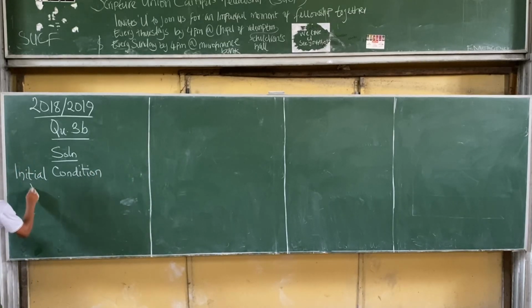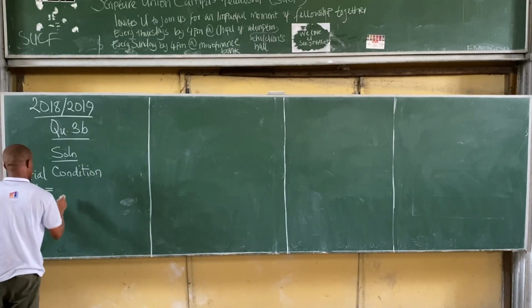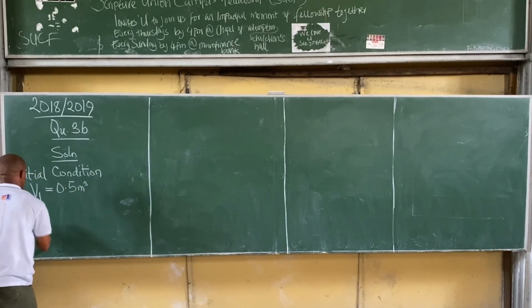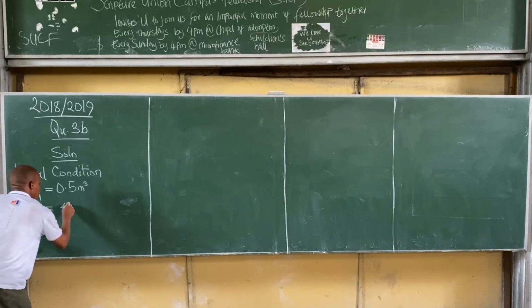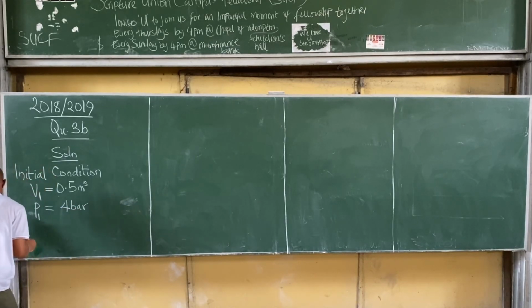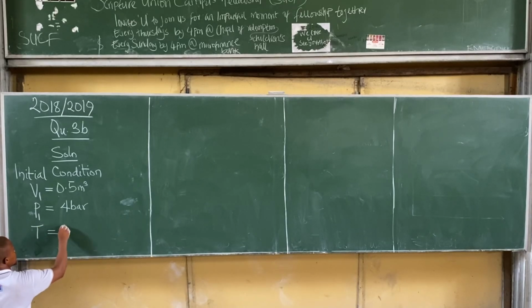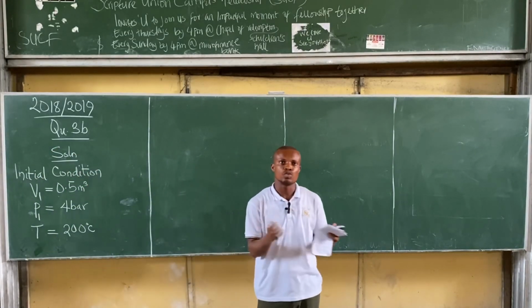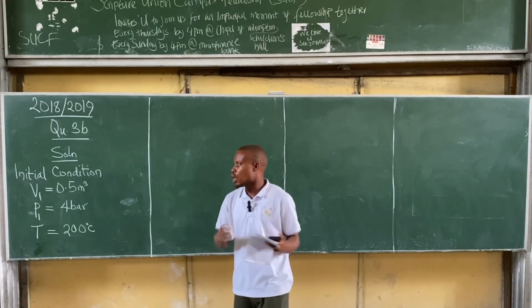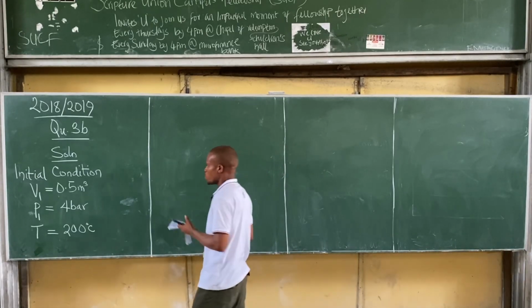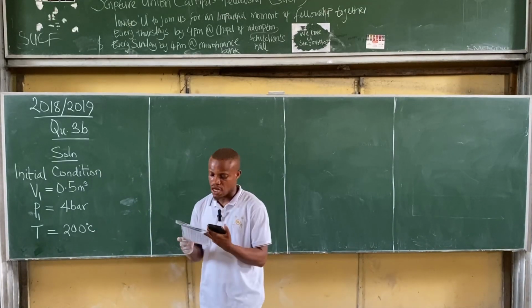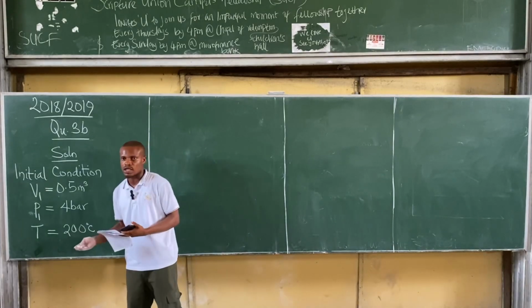Initial condition, we have that V1 is given as 0.5 meter cube and P1 is given as 4 bars, and finally our temperature T is given as 200 degrees Celsius. So next thing, we have to check if it is a superheated or saturated steam. So how do we search if this is a superheated or saturated steam? So let's go to our saturated steam table. We know that at 4 bars, what is Tsat? Let's check for that now.